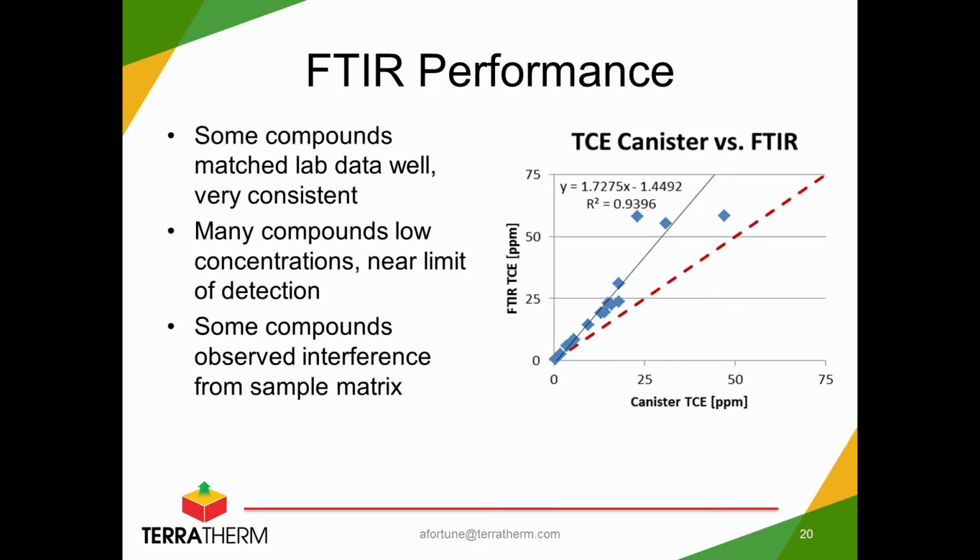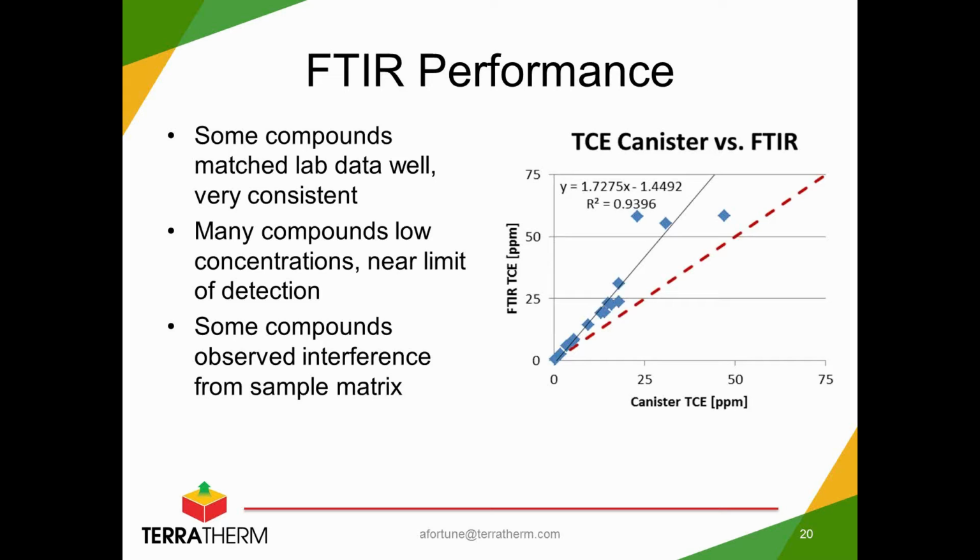So we were able to compare individual components from the FTIR versus the canister. Some compounds matched very, very well and were very consistent. TCE, which is shown in this figure here, was one of the more consistent ones. Again, very linear at the lower concentrations, and then for some of the higher concentration lab samples, when we were at our peak of mass removal there and higher concentrations, again, the lab had to dilute those samples, so it's adding some error there, and that's why we're seeing some spread and movement away from that one-to-one line.